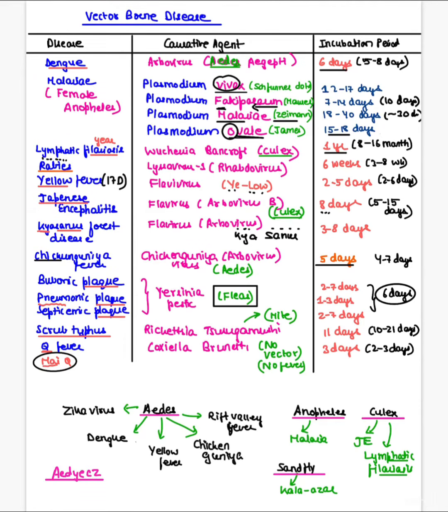Then Q fever, caused by Coxiella burnetii, guys. Remember, Q fever does not have any vector, guys. No vector, no fever. That is very important. Then this Q fever shows the presence of a doughnut granuloma. Again, an important thing that may be asked in your exam. Okay. Then if you see Q fever, remember, mahi Q, that is 3 days incubation period.